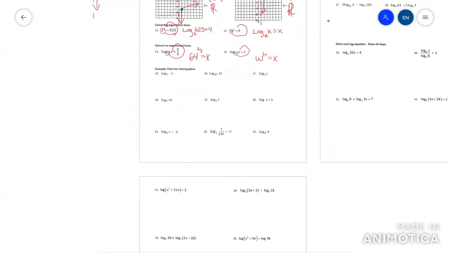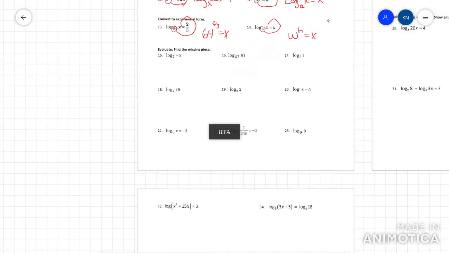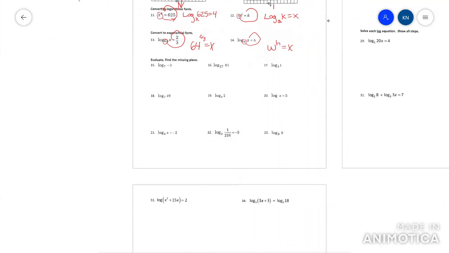Okay, now they want you to evaluate these logs. That means to give them a value, all right? So first thing I do is I'd be looking for log where the of section is negative. Because if you have a log where the of section is negative, it does not exist. It's no solution.